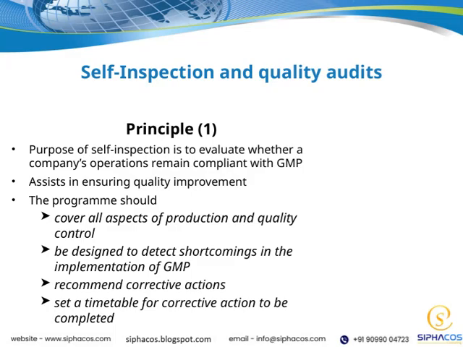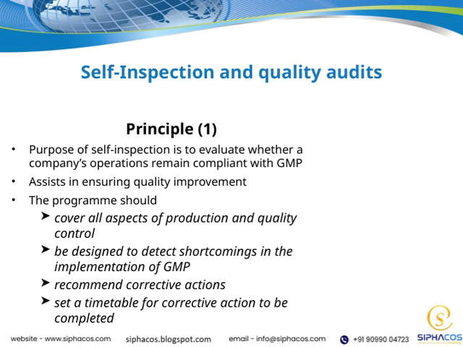Let's talk about the principle behind self-inspection. The main purpose here is to evaluate whether a company's operations are still in compliance with GMP, or good manufacturing practice, standards. This process isn't just about checking boxes, it's about actively ensuring quality improvement across the board. The program should be comprehensive, covering all aspects of production and quality control. That means no area is left out. It's designed to identify any shortcomings in how GMP is being implemented so we can address them effectively.